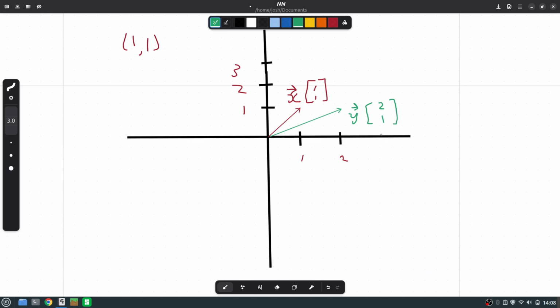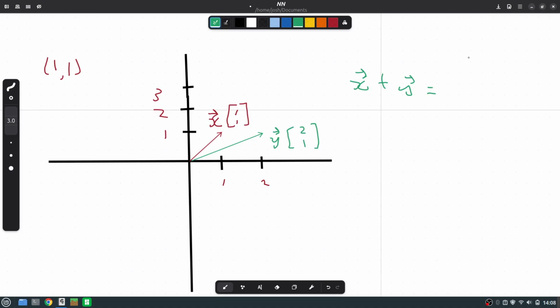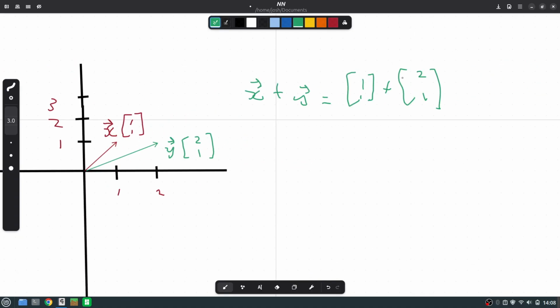How would we add these two vectors together? Well, it's quite simple. x plus y, like this, would just be 1, 1 plus 2, 1. Fairly straightforward so far. And you just add the components across. So 1 plus 2 is 3, and 1 plus 1 is 2. So your result vector will be at position 3, 2.